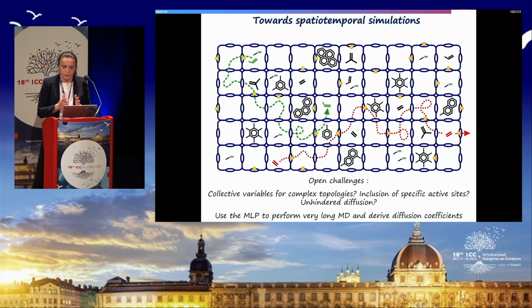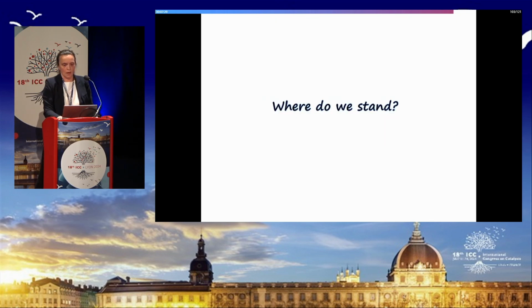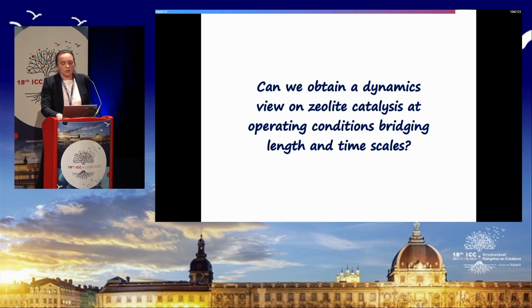There are a lot of challenges here. Basically, how to define the collective variables, how to include active sites. Maybe from these large supercells we can derive diffusion coefficients, so there's really a big road ahead. So to conclude, I want to give you the summaries, and this is not finalized work, as you, of course, can have understood already. So the question is, can we obtain a dynamics view on zeolite catalysis at operating conditions, bridging length and time scales?